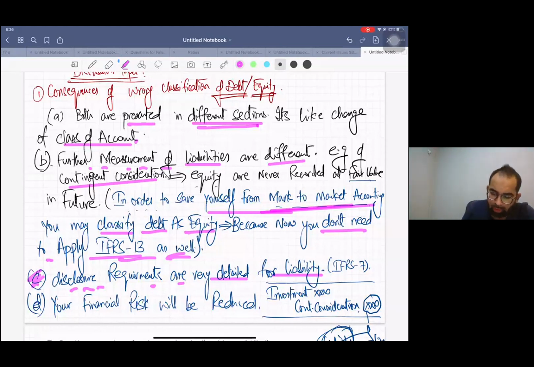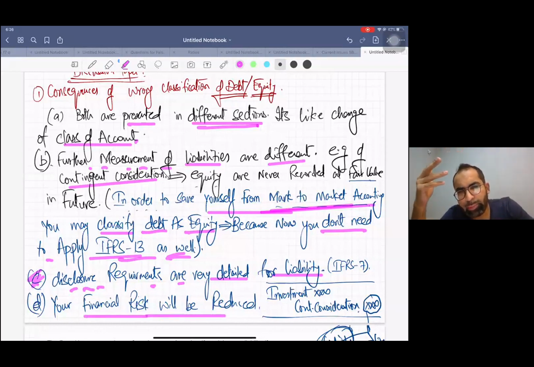And number D, your financial risk will be reduced. I've already taught in point number A, your gearing will be changed and your financial risk will be changed. So these points are not only important for the current issue, but also for your SBR knowledge. These four points are very important for your normal SBR knowledge. You need to have a lot of data in your mind just to fix things.